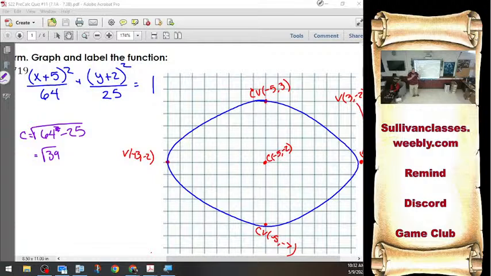You got a grid here. Go 6 and change boxes. Okay. 1, 2, 3, 4, 5, 6, and some change. My focus is at negative 5 plus square root of 39, negative 2. Go 1, 2, 3, 4, 5, 6, and some change. A focus at negative 5 minus square root of 39, negative 2.